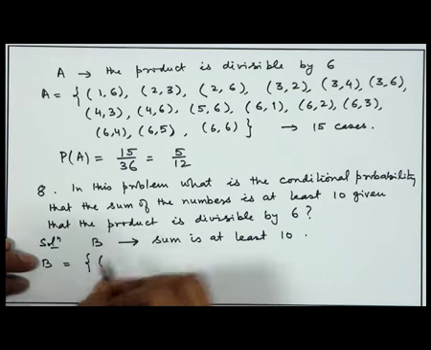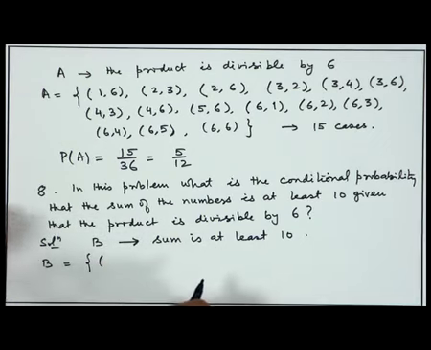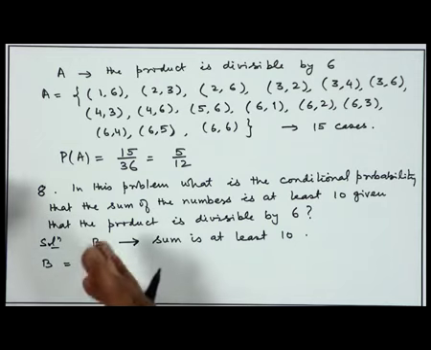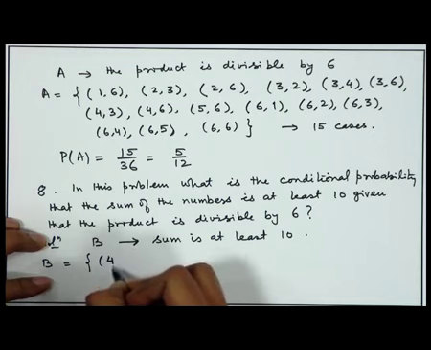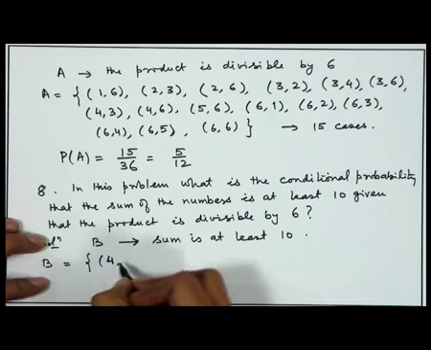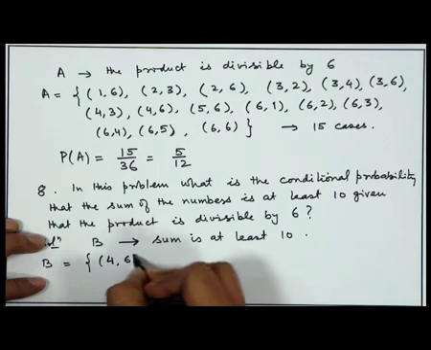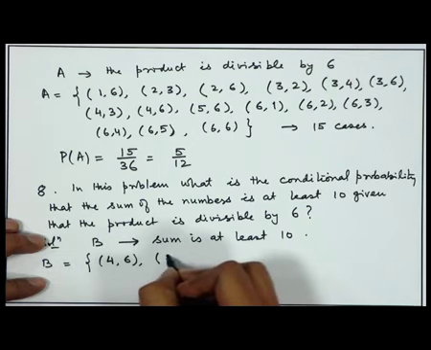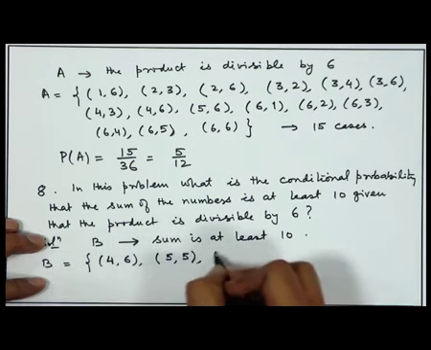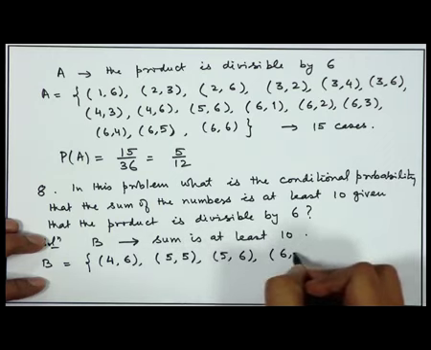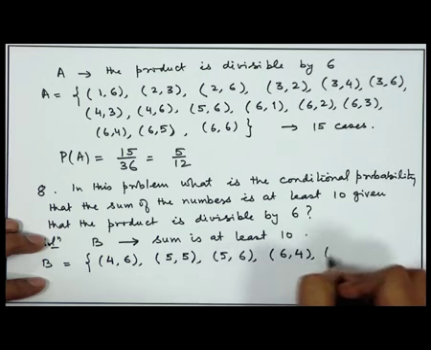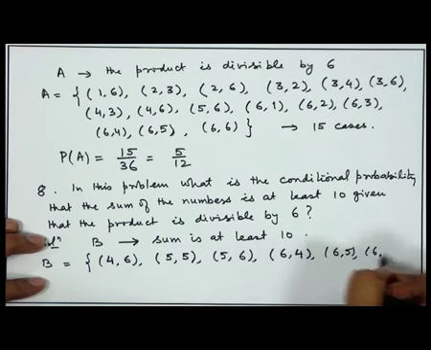See, if we have the first number as 1, 2 or 3, then no matter what we obtain on the second one, the sum can never be 10. So, the first number has to be at least 4, then the second can be 6. If the first one is 5, then you can have the second one as 5 or 6, and if the first one is 6, then the second one can be 4, 5 or 6.